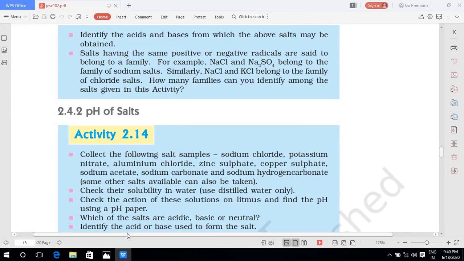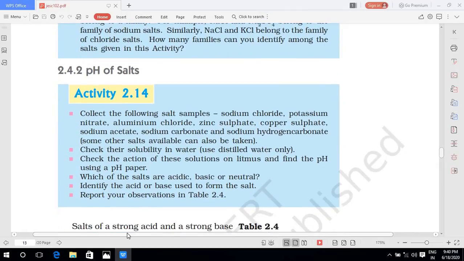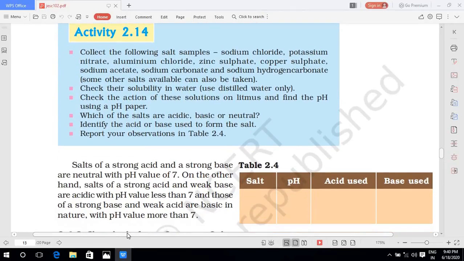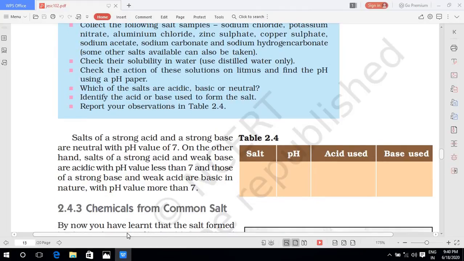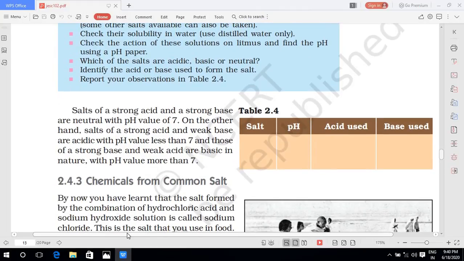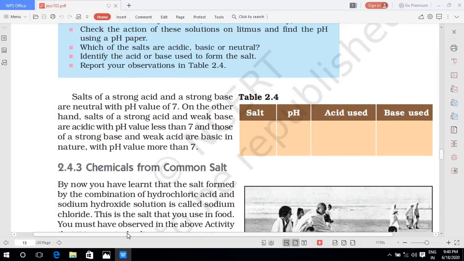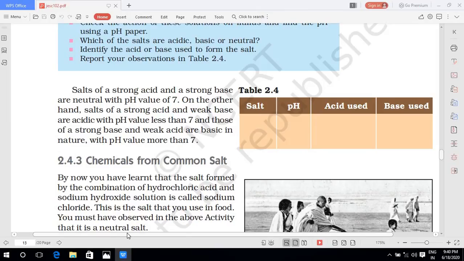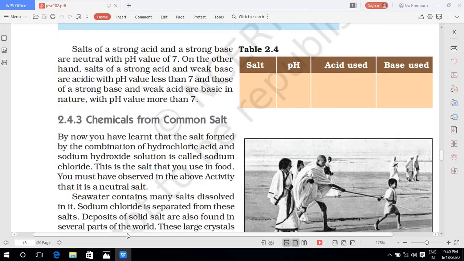pH of salts. Now let's learn about the pH of salts. The salt which is the product of the reaction between a strong acid and a strong base will be neutral, which means that the salt formed by the reaction of a strong acid and a strong base will give the pH value of 7. So 7 means it's neutral.